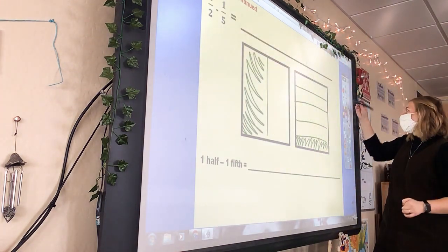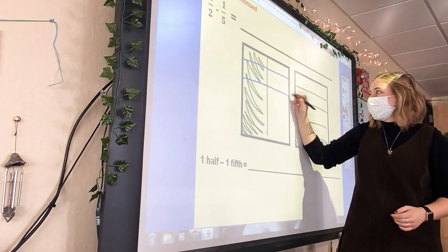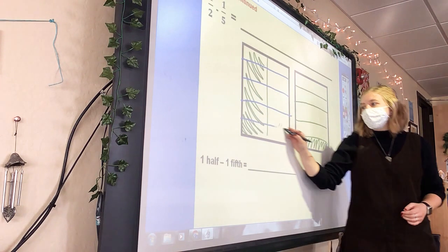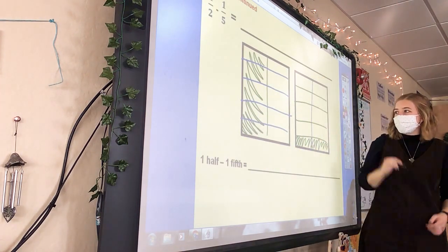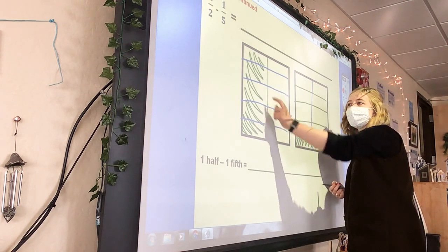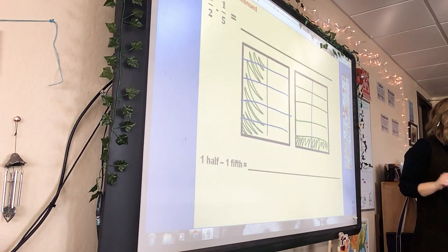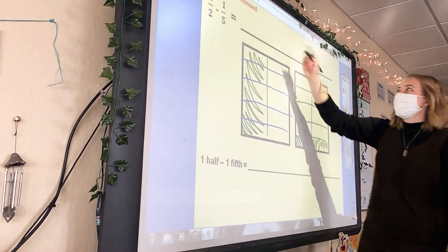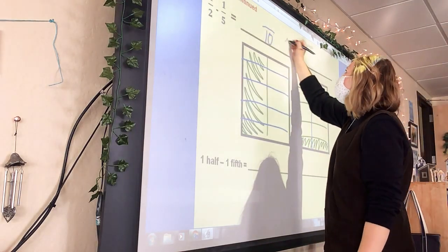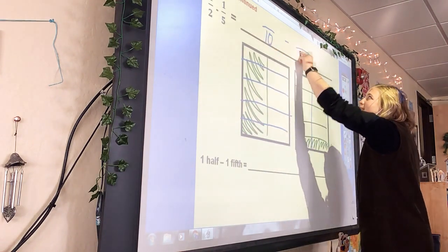So to do that, I'm going to sandwich them. Okay, so 1, 2, 3, 4, 5. 1, 2. Okay? So I've done my sandwiching. Now I have 1, 2, 3, 4, 5, 6, 7, 8, 9, 10 parts. So my new denominator is what? Ready? Go. 10. Good. So it becomes something tenths minus something tenths.